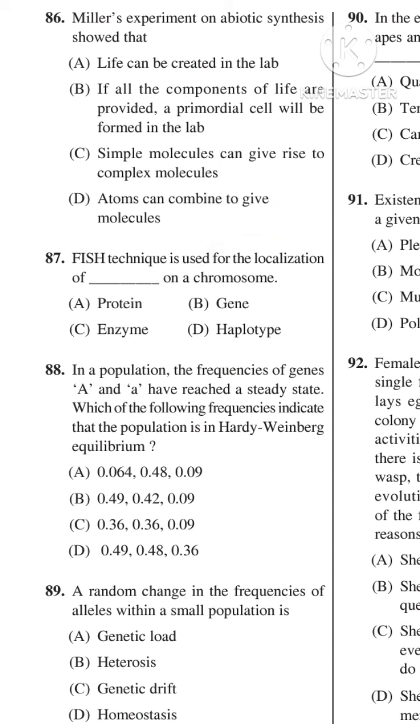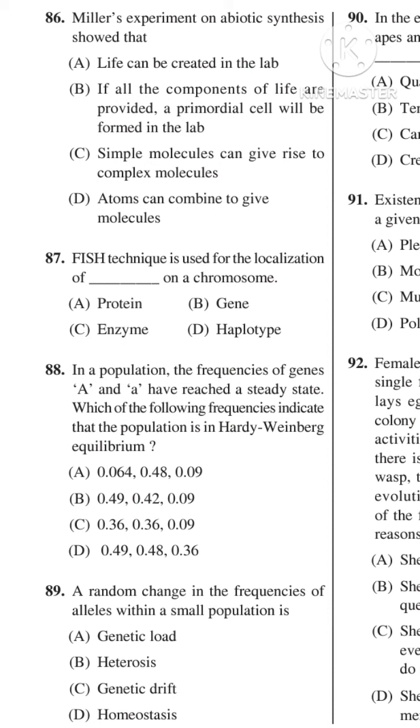Next, FISH technique is used for localization of dash on a chromosome. Very important and it is asked in CSIR NET also. So the correct answer is FISH. First remember FISH is nothing but fluorescence in situ hybridization. It is a technique used for localization of a specific gene on a chromosome. So option gene is the correct answer. Option B. The next, 88.